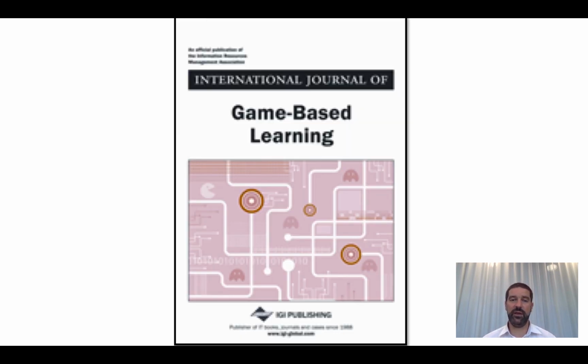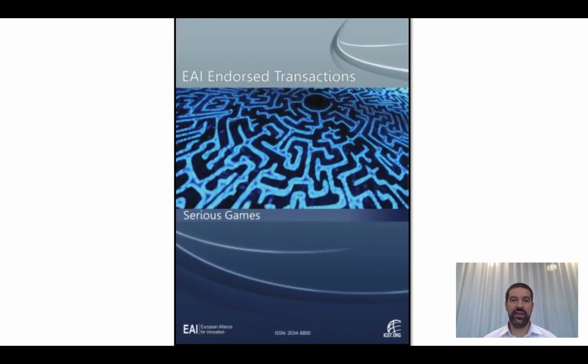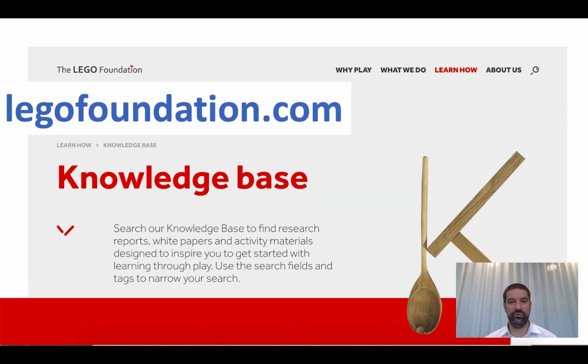If you're looking for something a little bit more academically robust, you might be interested in these two journals. The first is the International Journal of Games-Based Learning, and the second is the International Journal of Serious Games. In the International Journal of Serious Games, we talk a lot about simulations, and we'll talk about simulations even more later on in this course.